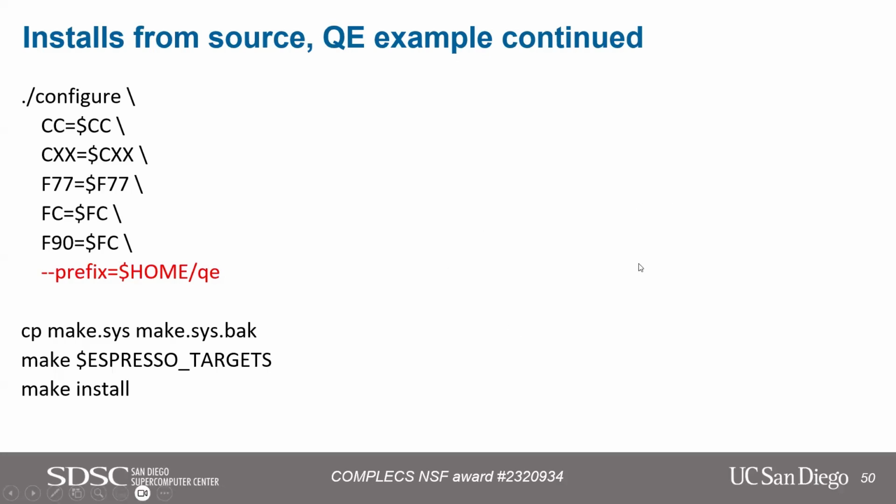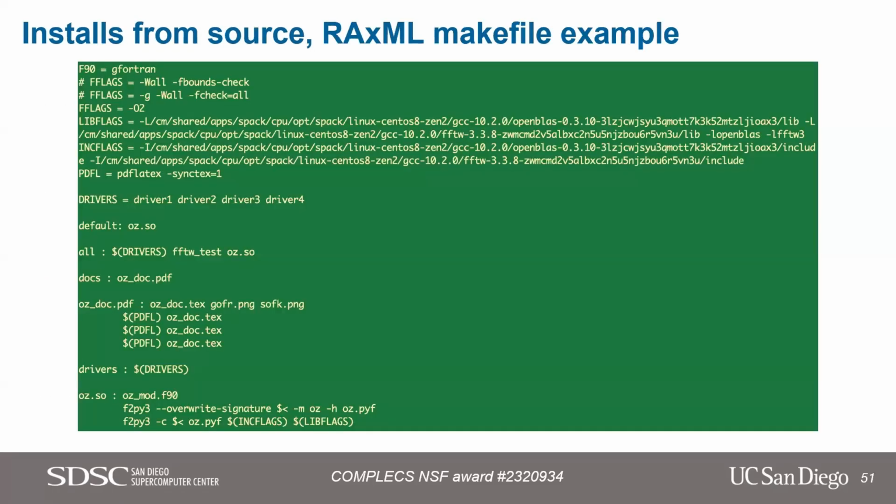And after the configuration step, we can just compile the code with the make command and make install to install the applications. And sometimes the applications just provide us with a makefile, so we can update that makefile to specify the flags, the installation locations, and the environment variables inside that makefile, and then we can just run the make command to compile the code.